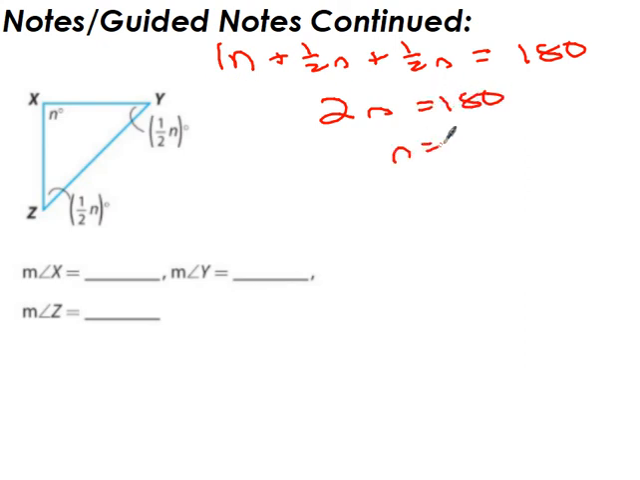So n equals 90. So now this must be a 90-degree angle. Half of 90 is 45. So we're at 90, 45, and 45, and all those add up to 180. If three angles inside of a triangle don't add up to 180, it's not a triangle. It's impossible to happen. They have to add up to 180.